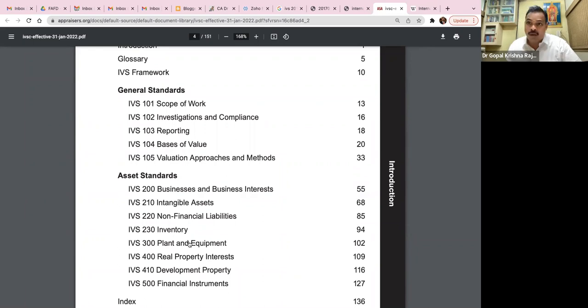And you need to understand one thing, guys. Recently, the Institute of Chartered Accountants of India, and especially the ICAI Valuation Standards Board, have brought out a technical guide on inventory valuation in sync with IVS 230. So you have an international standard, and you have a desi version also, parallelly. Okay, so one by one.